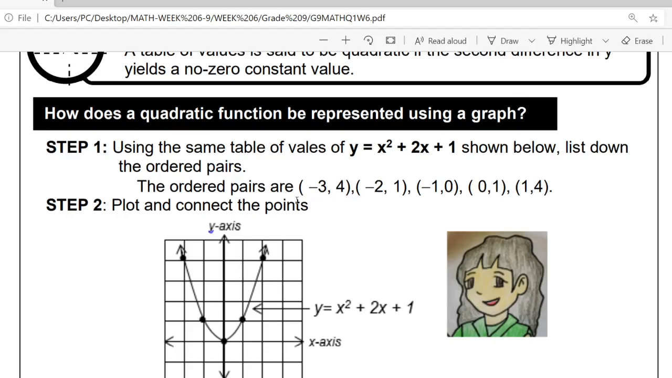Then, just plot the points. Negative 3, 4. This is your 0. 1, 2, 3. But they started at negative 2. Where is it? The x-axis is here. Where's negative 2, 1? If this is your 0, something is wrong with this.